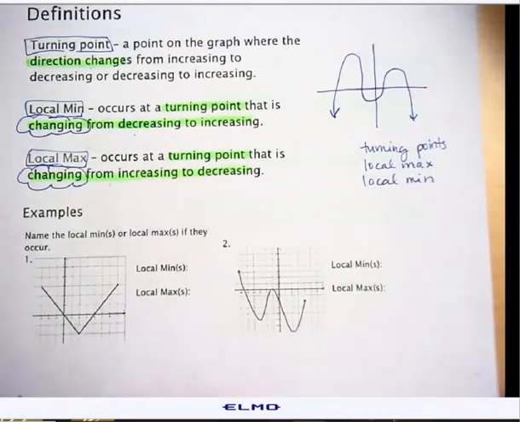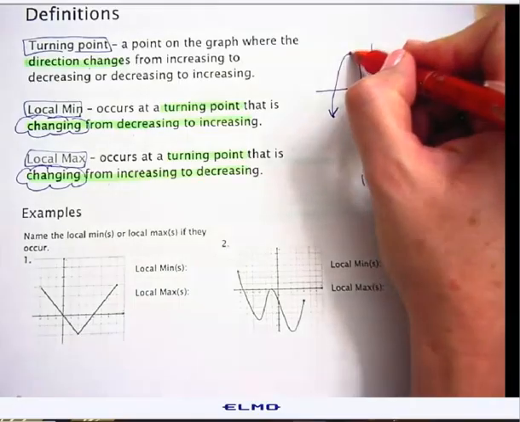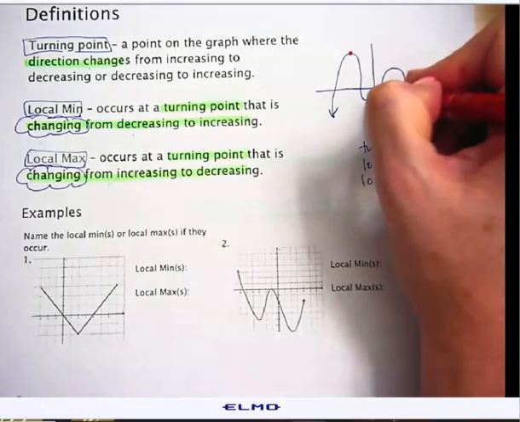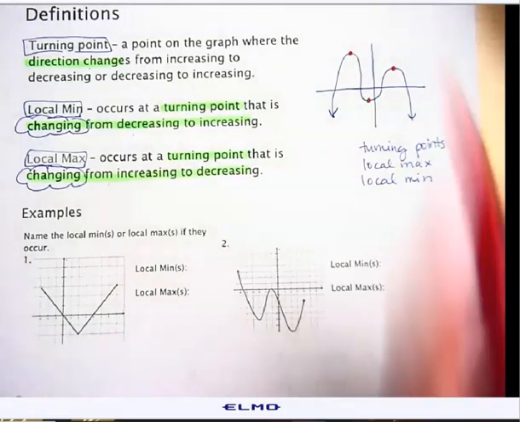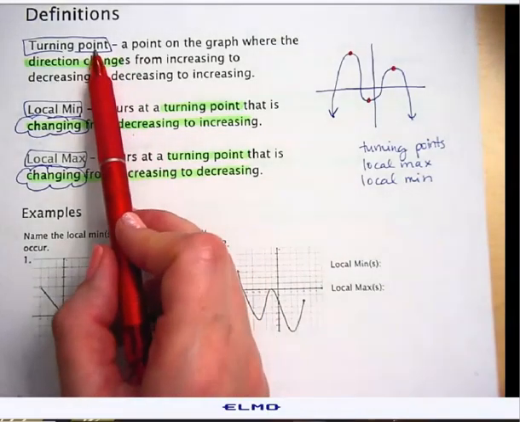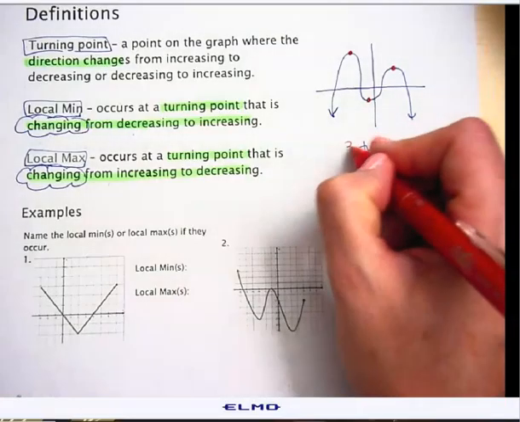So I have this graph over here. It's not on your notes, so you might want to draw it in. There are 3 places where we have turning points: here, here, and here. So each of those are called a turning point. So we have 3 of those.